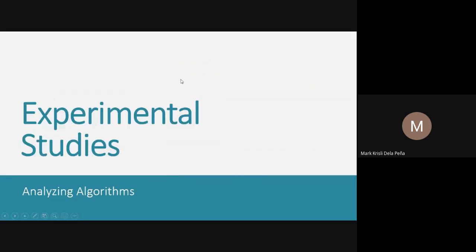The second topic, or the second section, will be about experimental studies. One way to study the efficiency of an algorithm is to implement the algorithm and experiment by running the program on various test inputs. Then we record the time spent during each execution. So this is what experimental studies are all about.